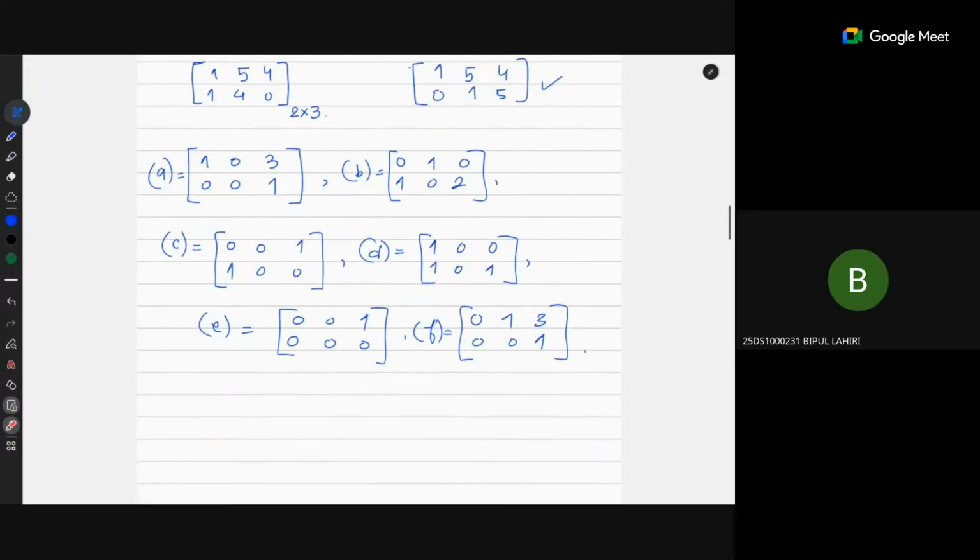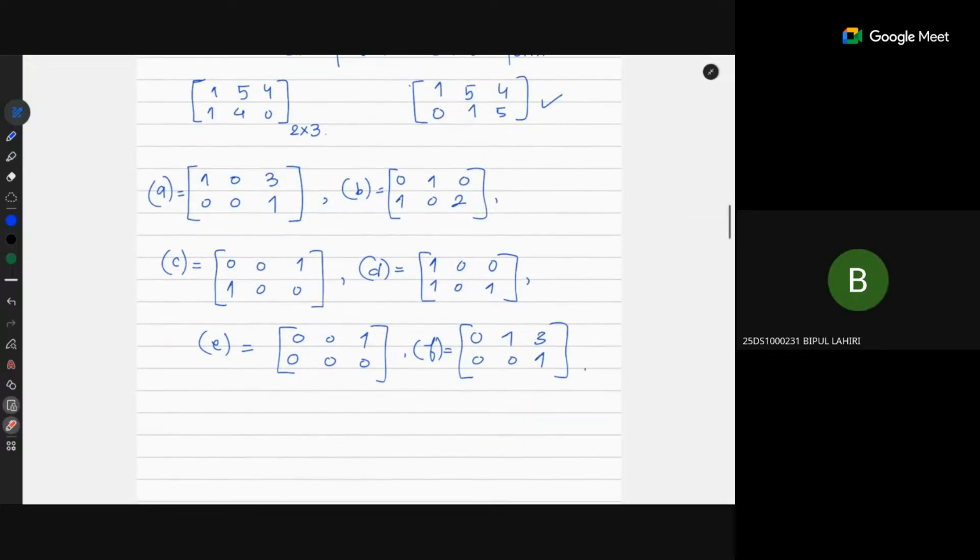Sir, if you can identify all of them, I'm not getting it. Okay. So this one is in row echelon. This one is not. This one is not. This one is not. This one is in echelon. This one is in row echelon. So for example, this does not satisfy the first condition. This also does not satisfy. This does not satisfy the second condition.